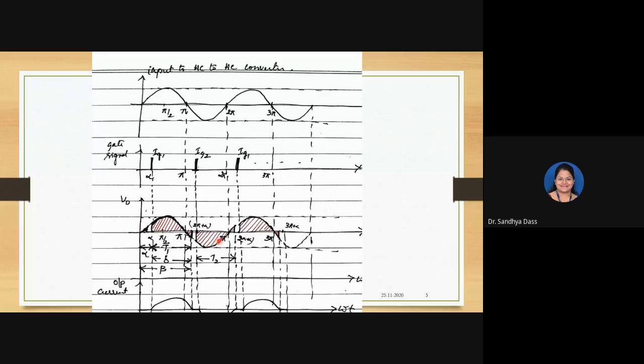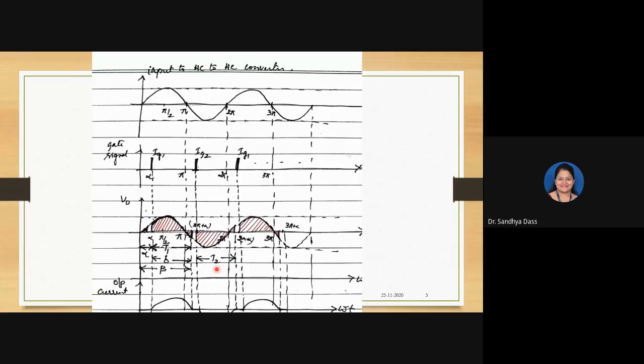Again, because of the inductive load, the inductor which has stored energy starts dissipating the energy even when T2 is reverse biased. So T2 will continue to conduct when the input signal is going positive. For this duration, this much angle, T2 will continue to conduct. Once the energy stored in the inductor is completely dissipated and reaches 0, T2 will get turned off.